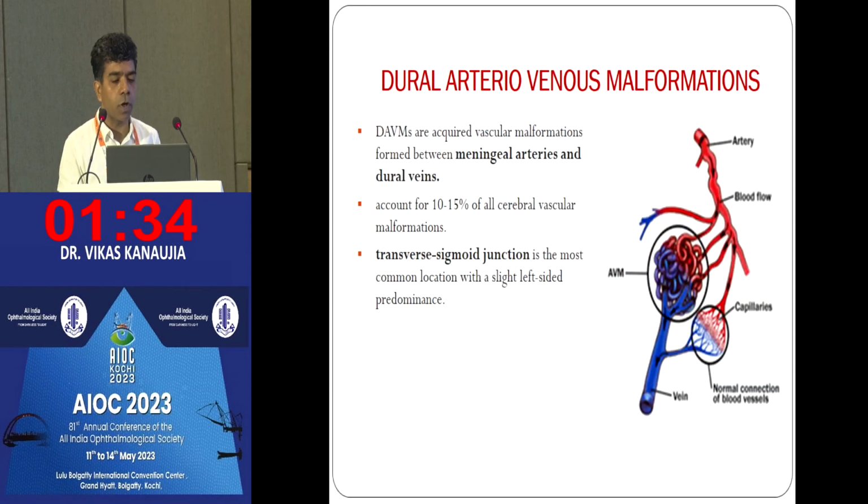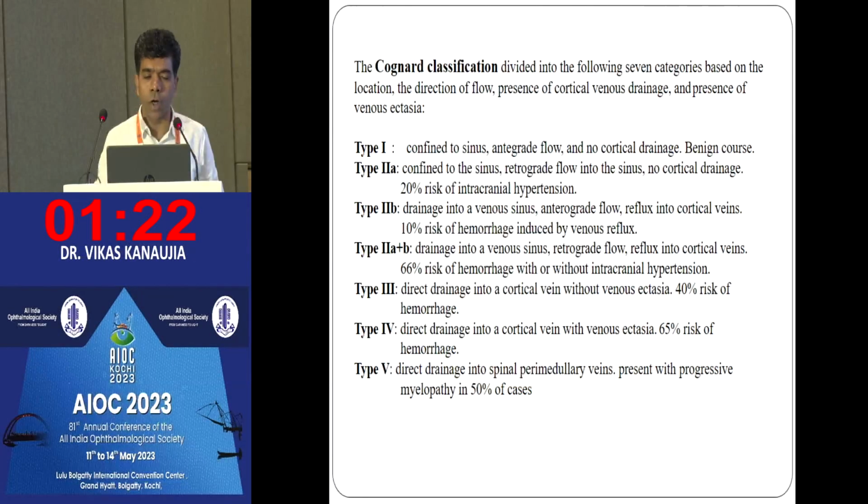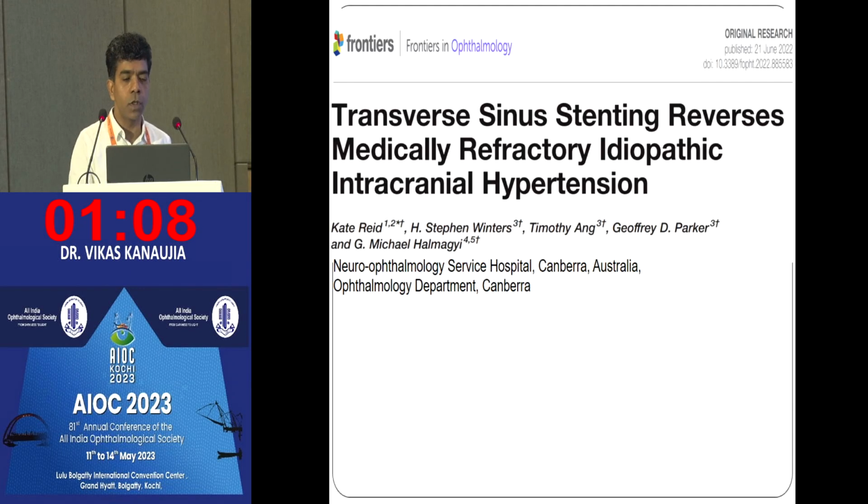So these are the meningeal arteries and dural vein, that combination or malformation which usually develops at the junction of the transverse and the sigmoid sinus. So I would not go into detail of this. There's a Borden classification, Cognard classification for these. We also published from our center a case series of 4 of these cases of dural AVM where there was recurrence of symptom after stenting, and again after putting that glue, the symptomatology reduced.